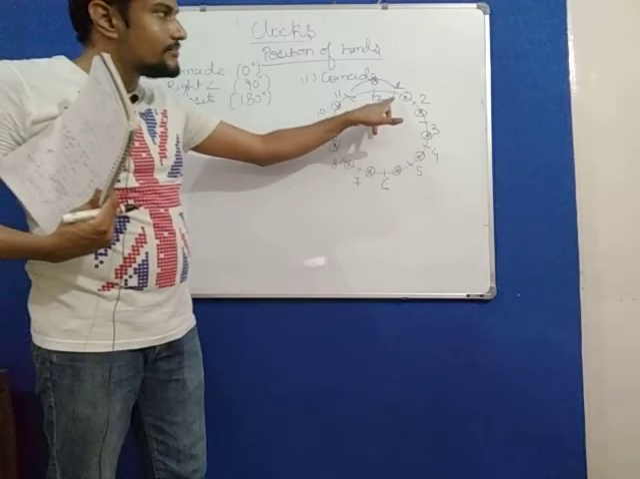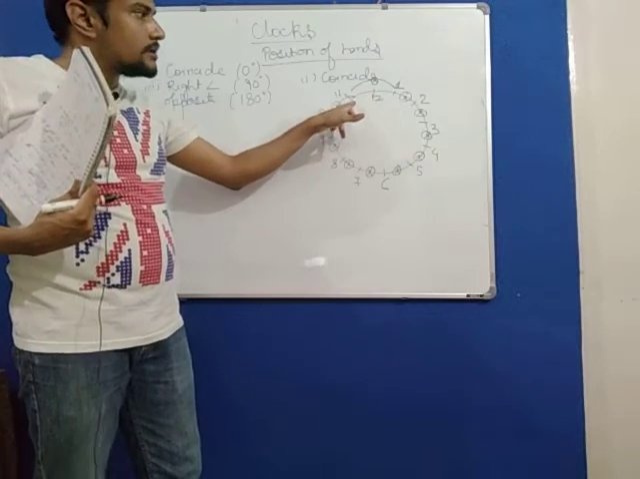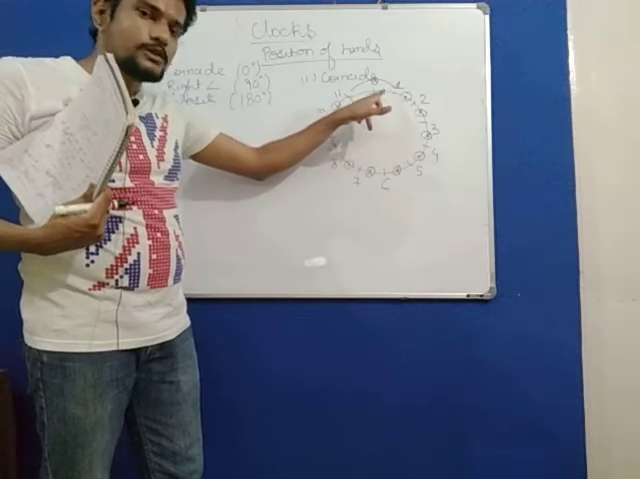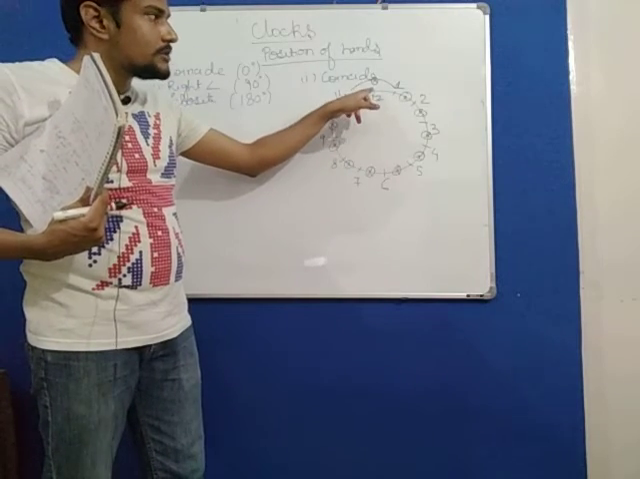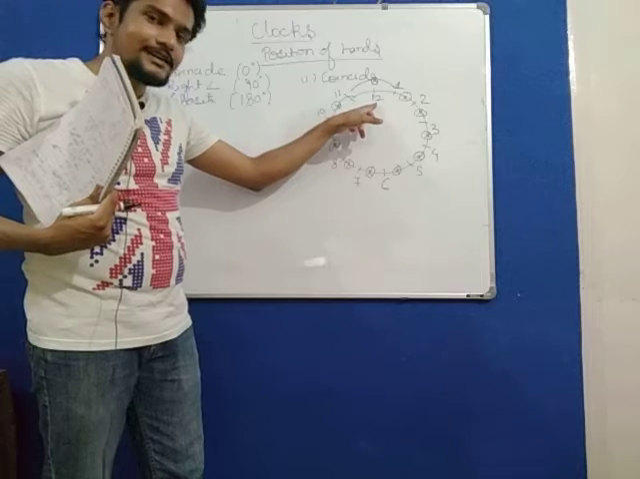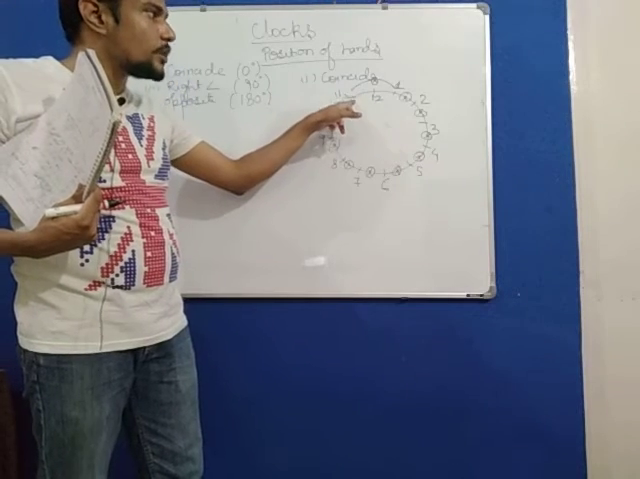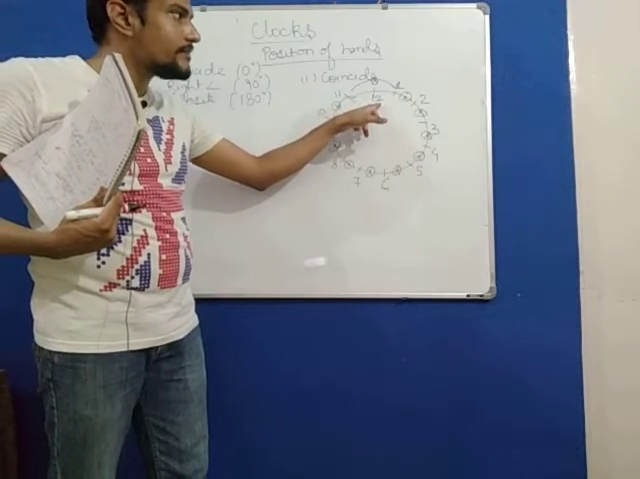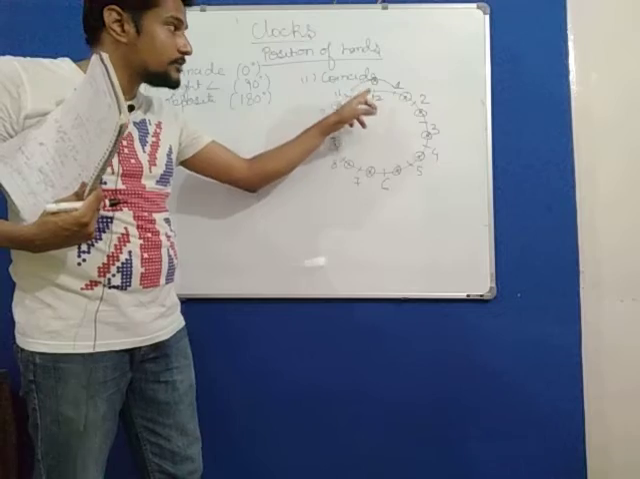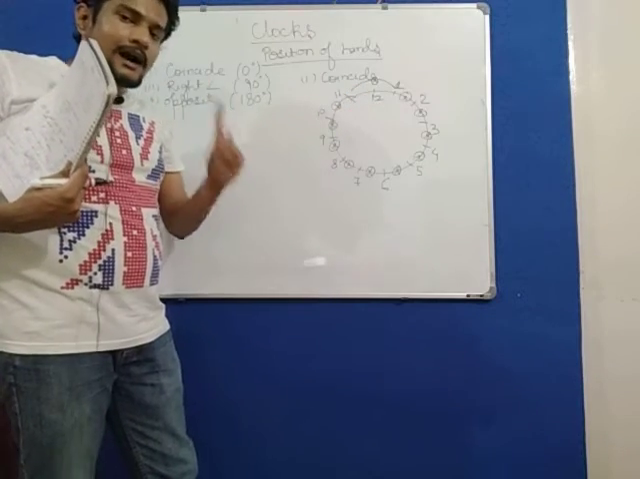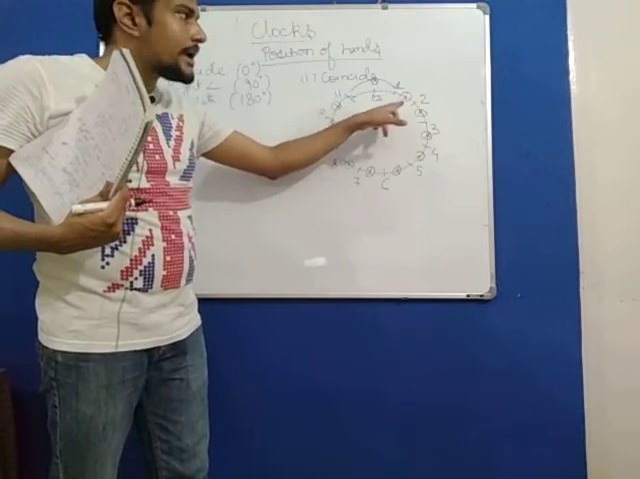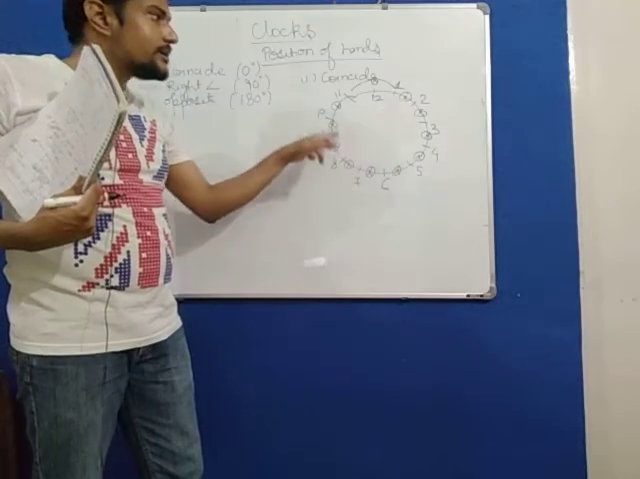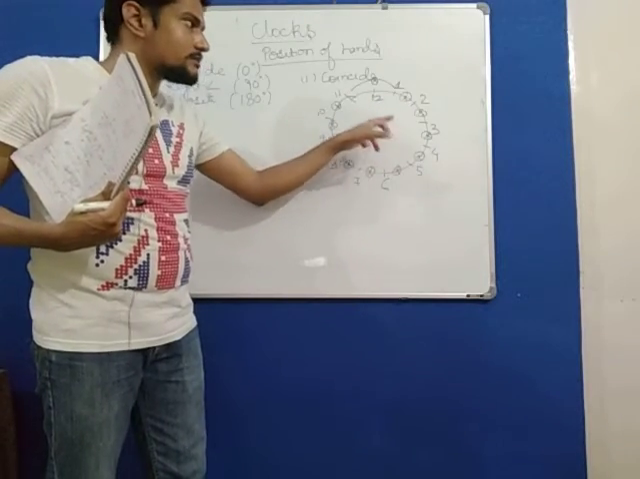But between 11 and 1, the hour and the minute hand will coincide only once and not twice, because they will coincide at 12 o'clock, and not once between 11 and 12 and once between 12 and 1. The hour and the minute hand will coincide only once between 11 and 1, and in between all the other intervals they will coincide once.